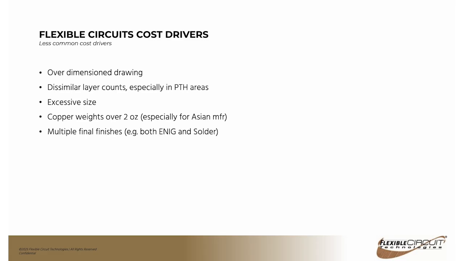Multiple final finishes. This is if you wanted, let's say, a solder finish on one end and ENIG or ENEPIG or some other finish on the other. That's very, very expensive because really the only way to do it is to mask one end, do one finish, strip off the masking, mask the one finish that you put on, then put the other finish on, then strip off the other masking. That's all done by hand. And anytime you start doing things on individual pieces by hand, that really drives the cost up. So it's best to pick one finish that works for you and go with that.